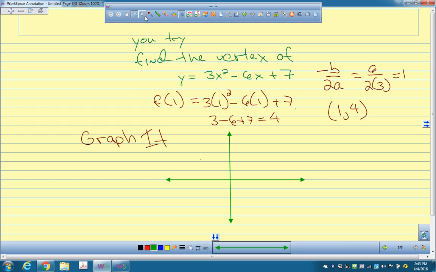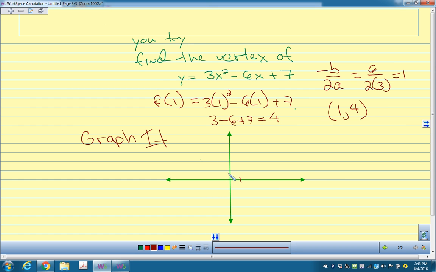Okay. So the vertex is at 1, comma 4. 1, 2, 3, 4. Is this going right side up or upside down? It's up. Okay? It's going up because this is positive, right? The other thing I want you to find is another point on the graph.